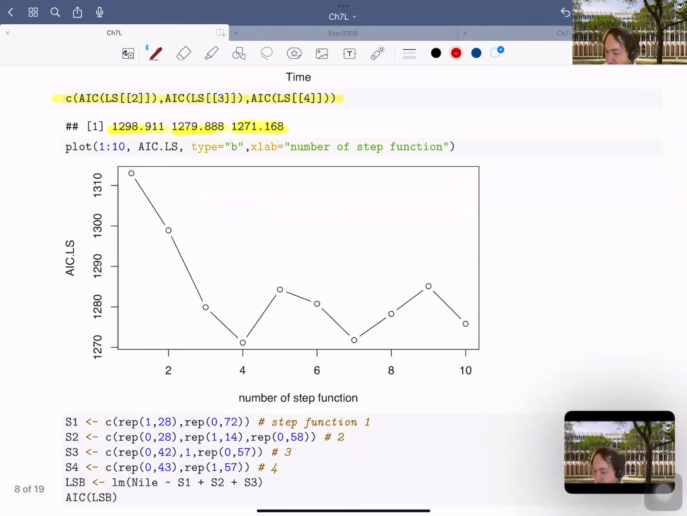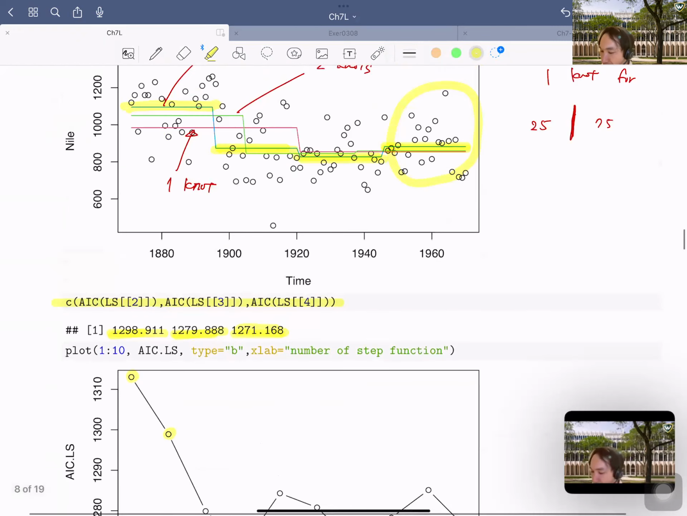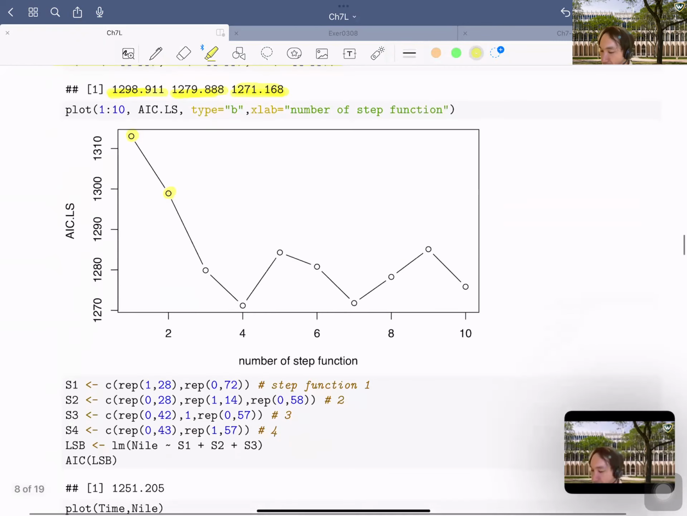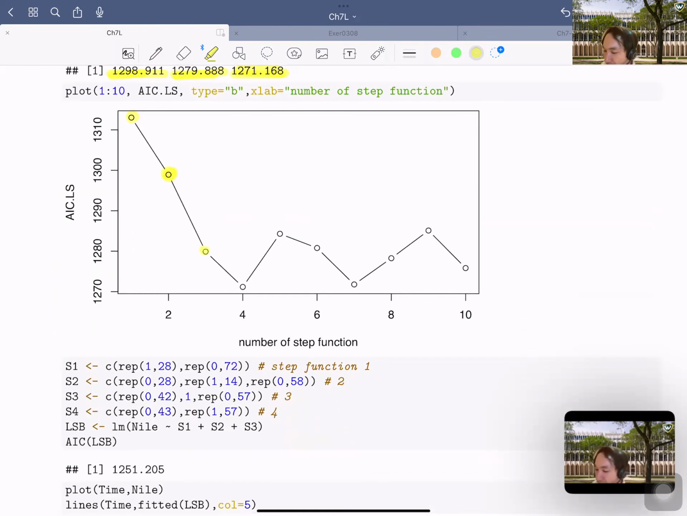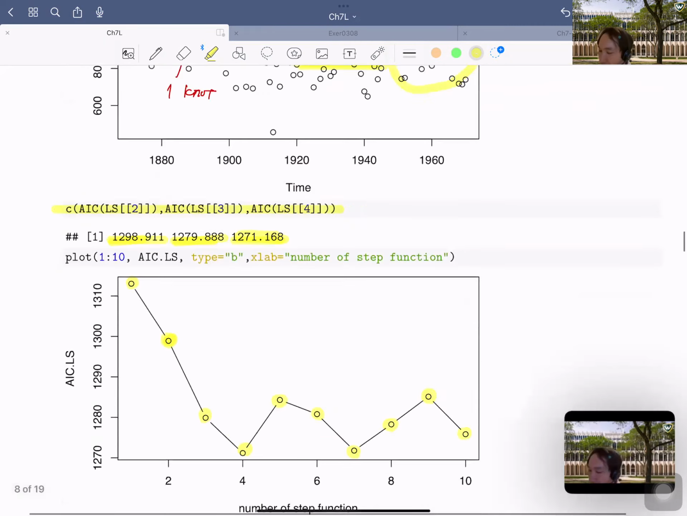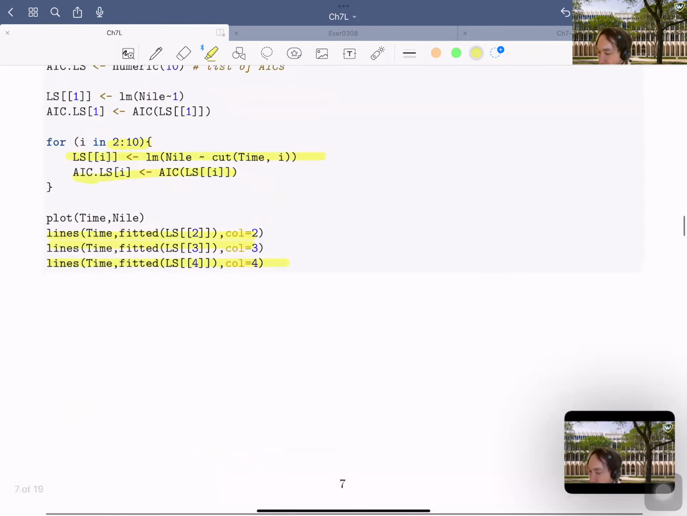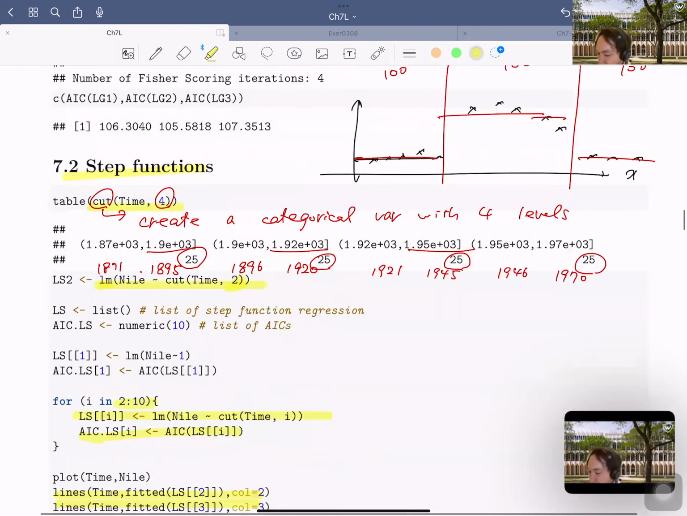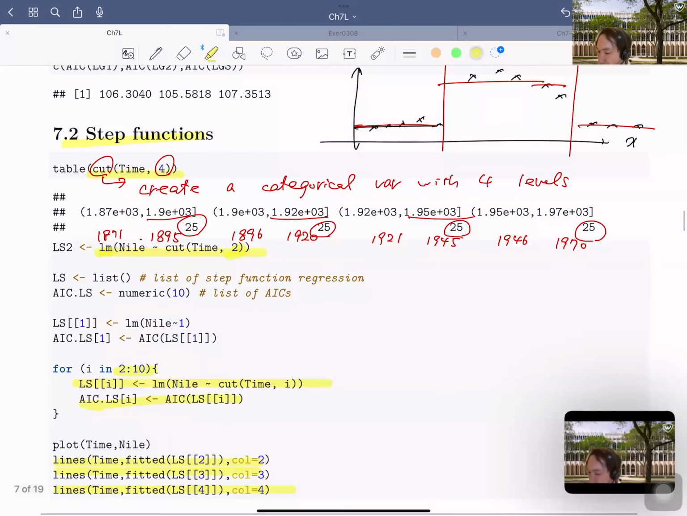And yeah, actually, I investigated AIC for the 1, 2, 3. 1 is just, I think this is with only intercept. So this is 1 knot and 2 knot, 3 knot, 4 knot, 5 knot, 6 knot, 7 knot, 8 knot, 9 knot. I think that's the case. Yeah. So cut time 2 means we only have 1 knot.